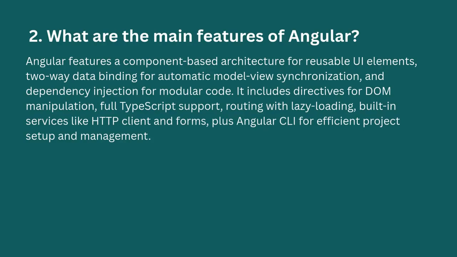Question number 2. What are the main features of Angular? Angular features a component-based architecture for reusable UI elements, two-way data binding for automatic model view synchronization, and dependency injection for modular code. It includes directives for DOM manipulation, full TypeScript support, routing with lazy loading, built-in services like HTTP client and forms, plus Angular CLI for efficient project setup and management.